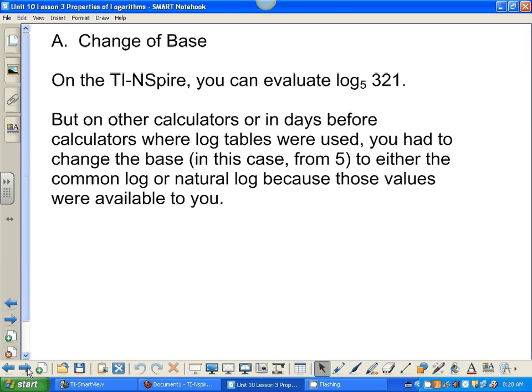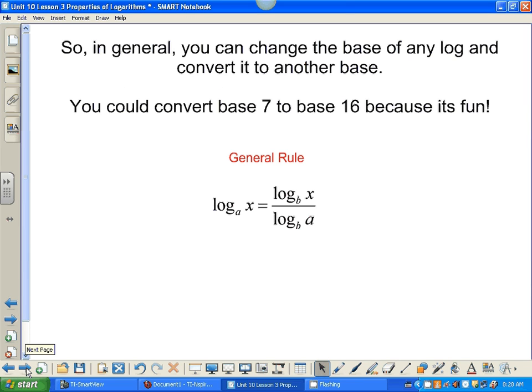So in the old days when we had log tables, if you wanted to deal with something like log base 5 of 321, then you had to convert it to the common log, or you had to convert it to the natural log, because those were the only values that were available to mathematicians. So without further ado, here's the change of base. If we wanted to, we could convert something in base 7 to base 16 because it's fun, but here's what the general rule says. And let me give you a concrete example.